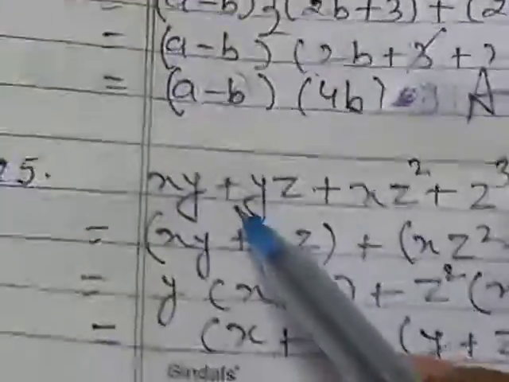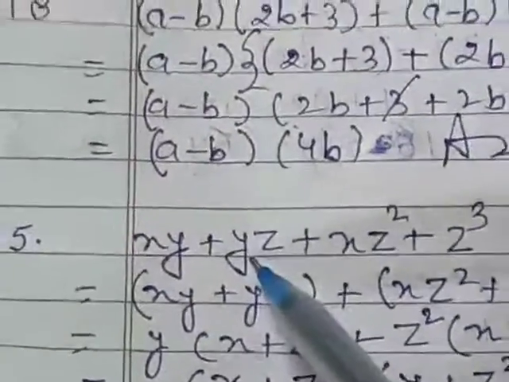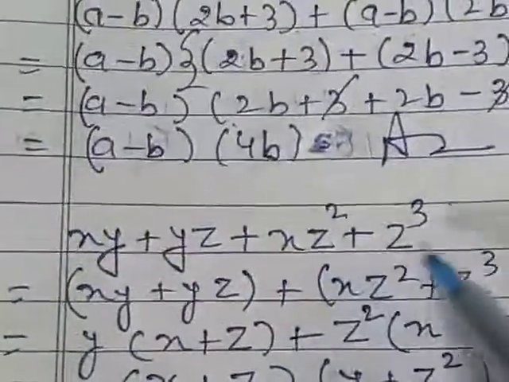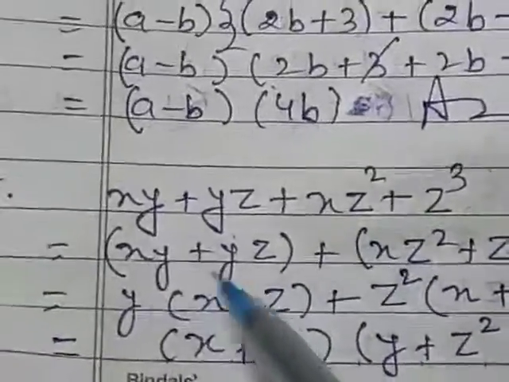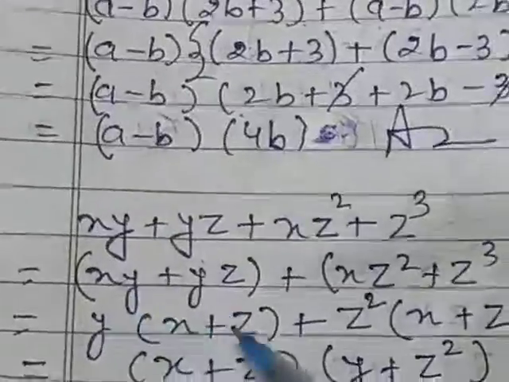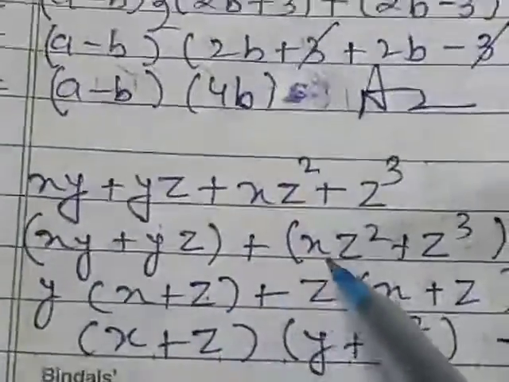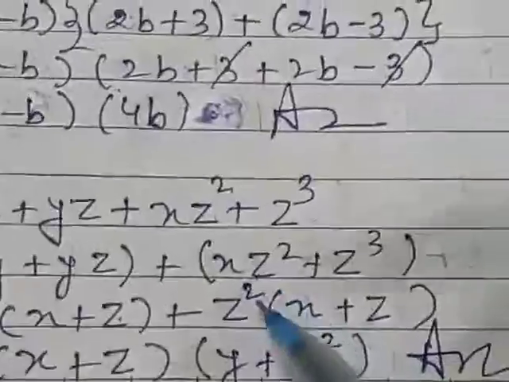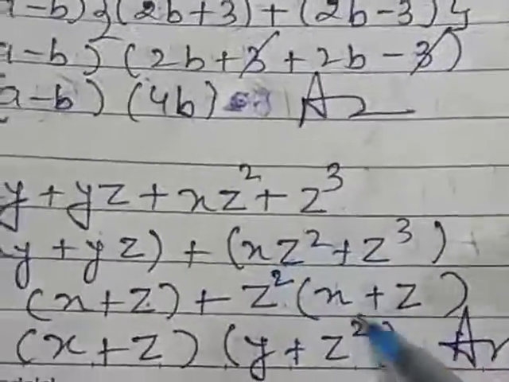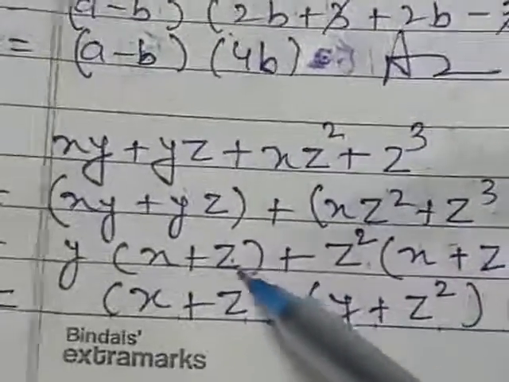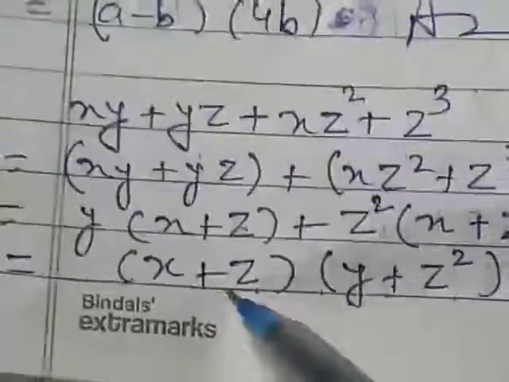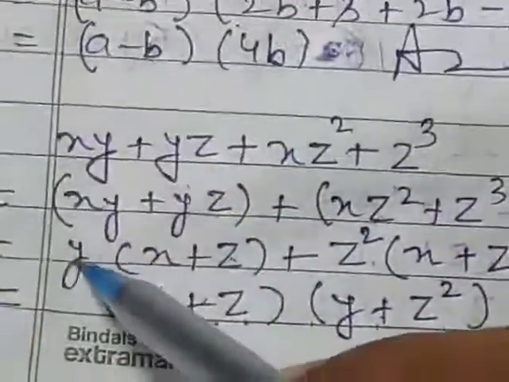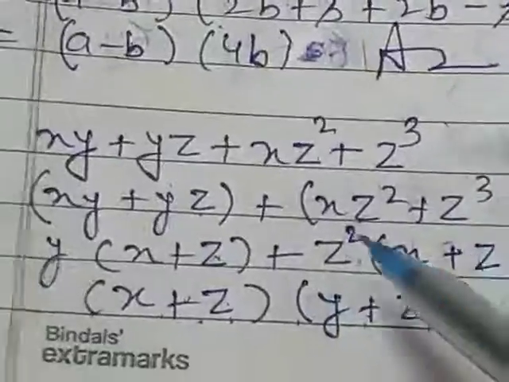Now question number 25: xy plus yz plus xz square plus z cube. Pairing the first and second, third and fourth terms. Now y is common, x plus z is left, and here z square is common, x plus z is left. Next, again taking the common x plus z, we get x plus z into y plus z square.